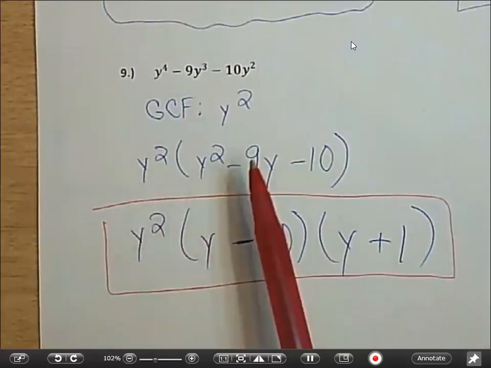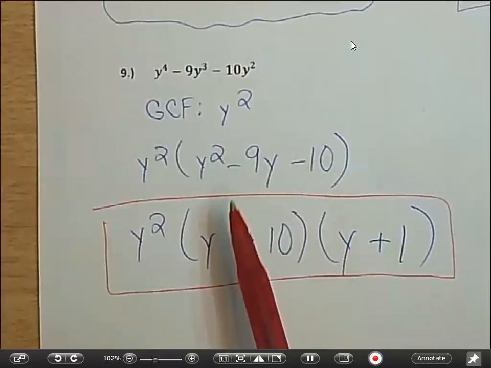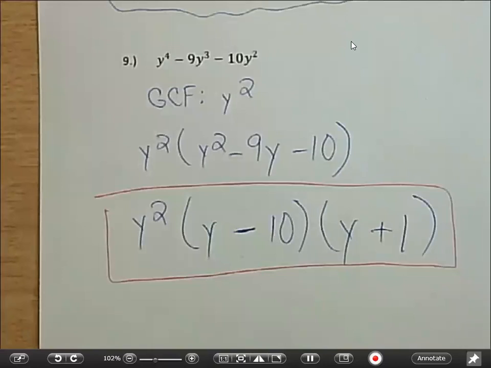That comes down, numbers that multiply to -10 and add to -9 would be -10 and +1. I don't think you're going to run into too many like that, but you know, we will give you as much help as you need.